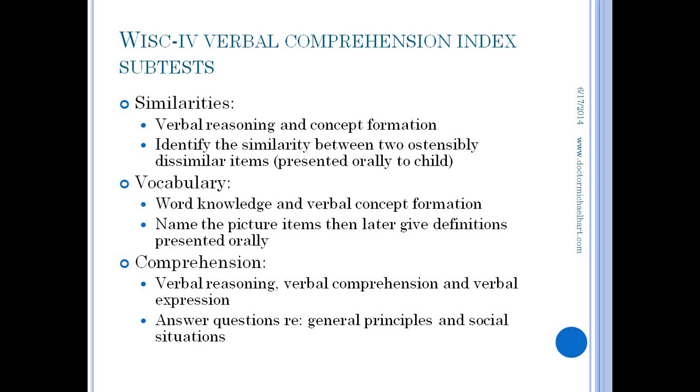And then the third one, comprehension, really gets into your social sense, your common sense. So it's information about general principles, it's information about social situations. This is not an actual question, but it goes along the line of, why don't people drink and drive? Something to that effect, okay? So it's this whole set of general principles that we expect a child of a certain age to comprehend and understand and have as part of their intellectual capabilities.